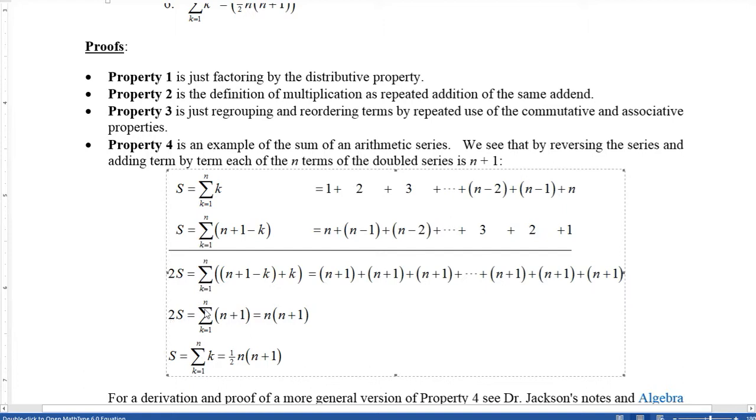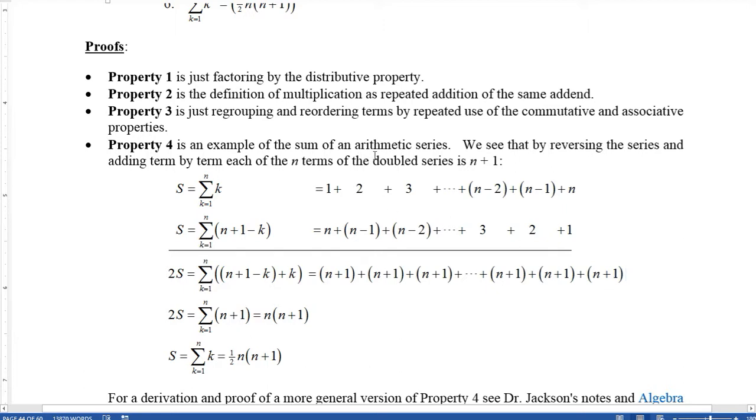So twice the sum is the sum from k equals 1 to n of n plus 1, which is just n times n plus 1. That's twice the sum, so the sum itself, the sum from k equals 1 to n of k, is just 1/2 n times n plus 1. And so we get this here.